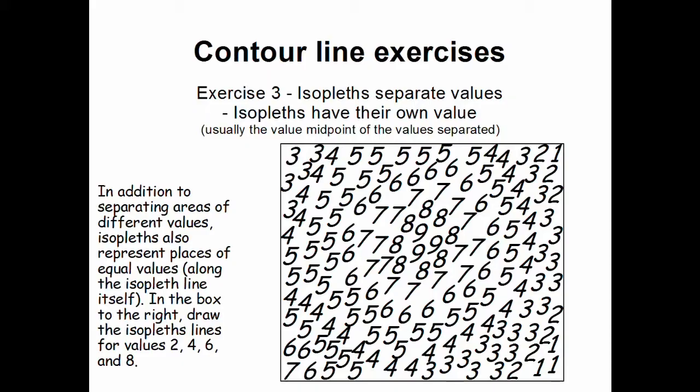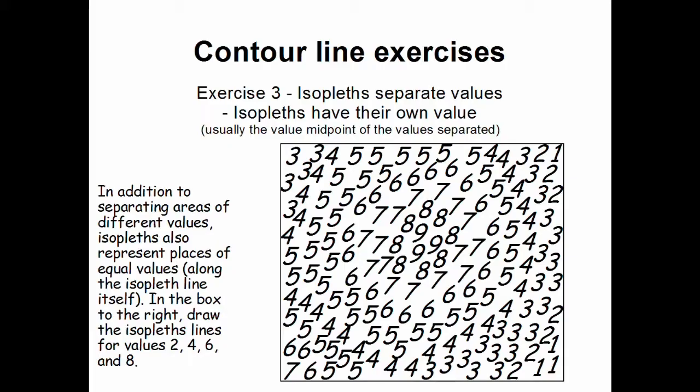Now exercise number 3 is a little bit more complex. Here we're going to work with very own values of contour lines. Your assignment will be, in that box, to draw isoplus lines that have the value of 2, another isoplus line that has a value of 4, another one that has a value of 6, and another one that has the value of 8.